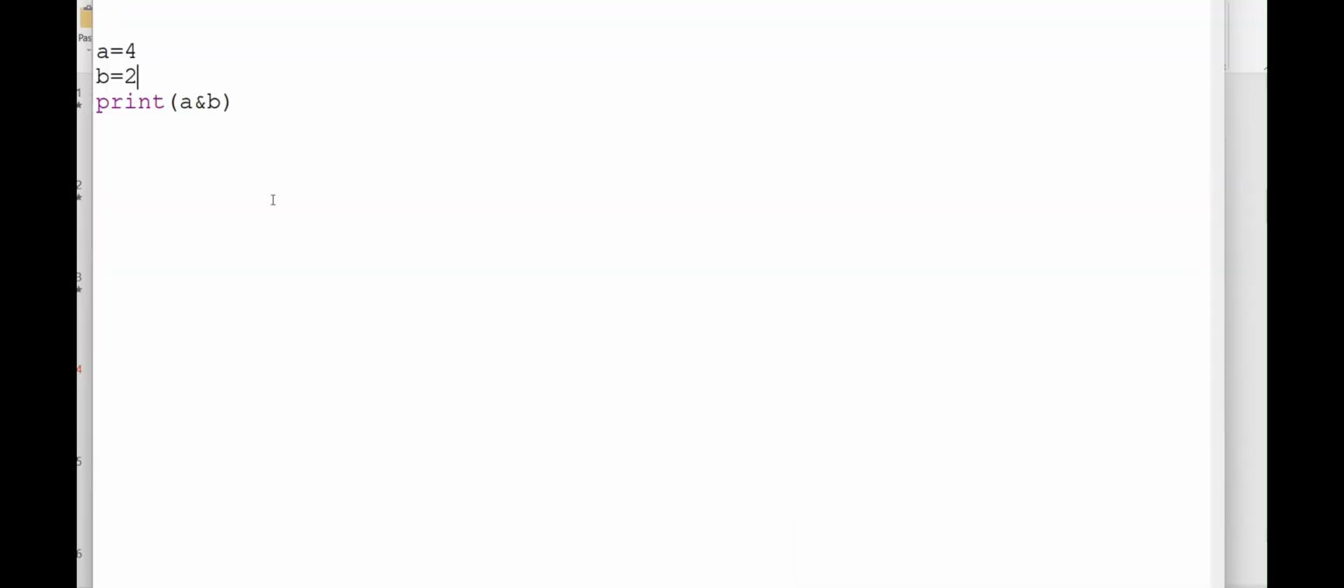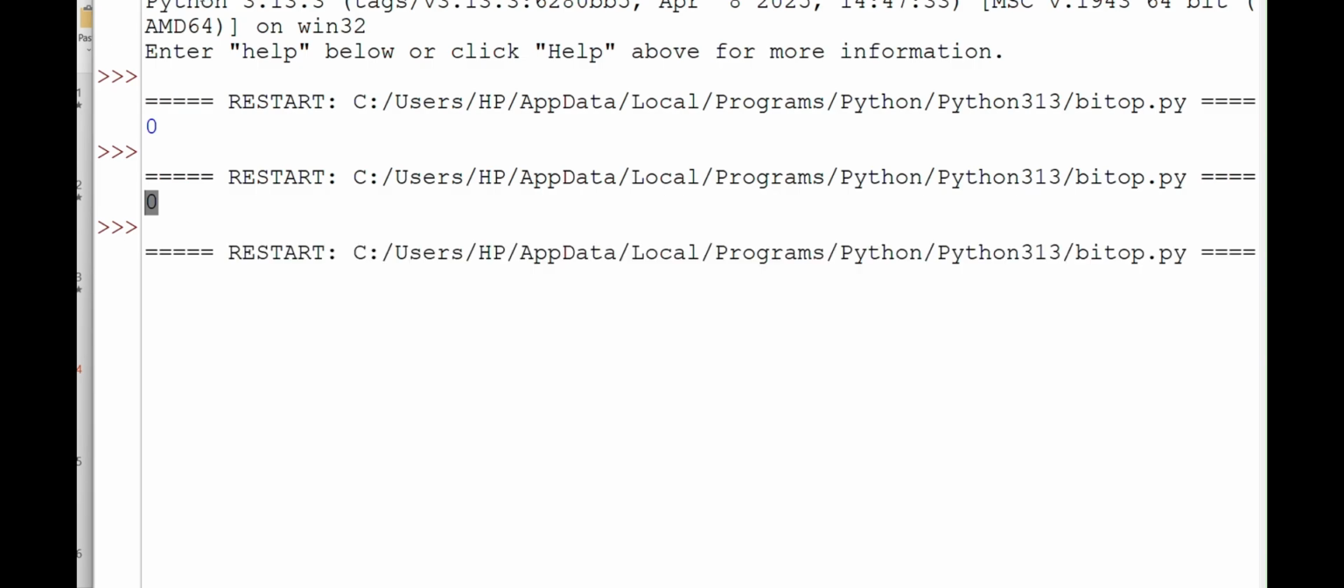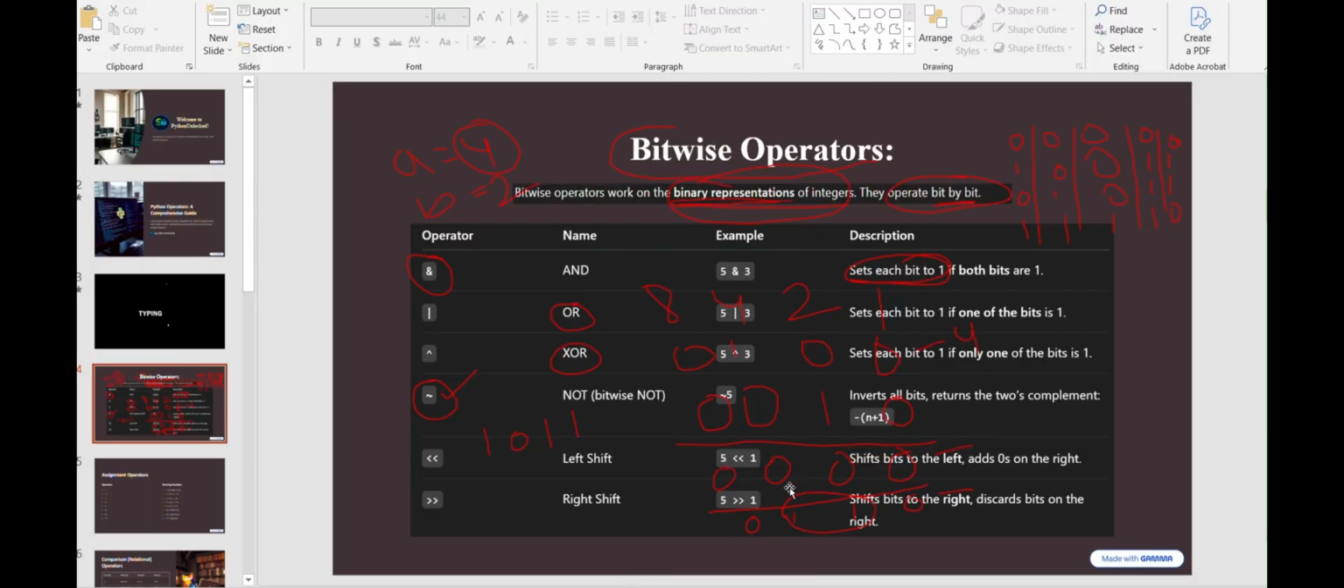Now instead of applying the bitwise AND, let's say I'm applying bitwise OR. Remember the symbol that we'll be using, this particular one. Let's run this. So you can see what we are getting. We are getting 6 over here. And what we were getting when we were solving this manually was 4 plus 2, that was 6 at the end. I hope this is clear.